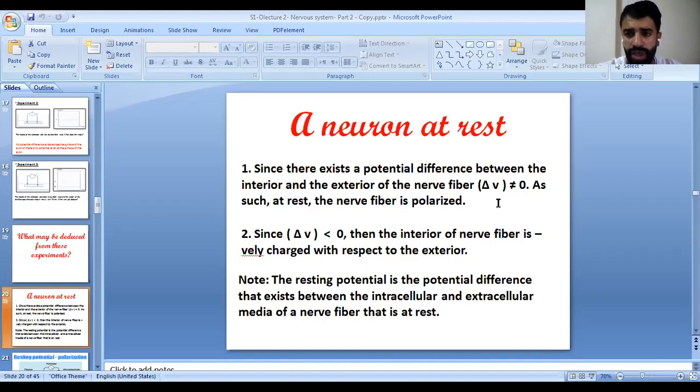You have to know, as a note, that the resting potential is the potential difference. Whenever I say resting potential, it's delta V, the potential difference that exists between the intracellular and the extracellular, the internal and external side of a nerve fiber, when we're at rest. So this is an important note. The resting potential is the potential difference that exists between the internal and the external medium of a nerve fiber at rest. Okay?